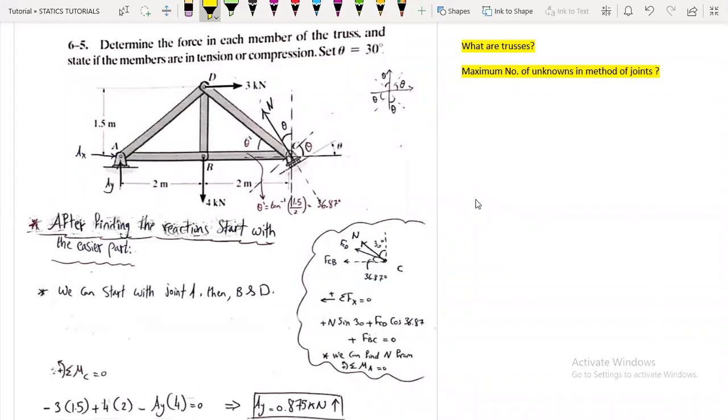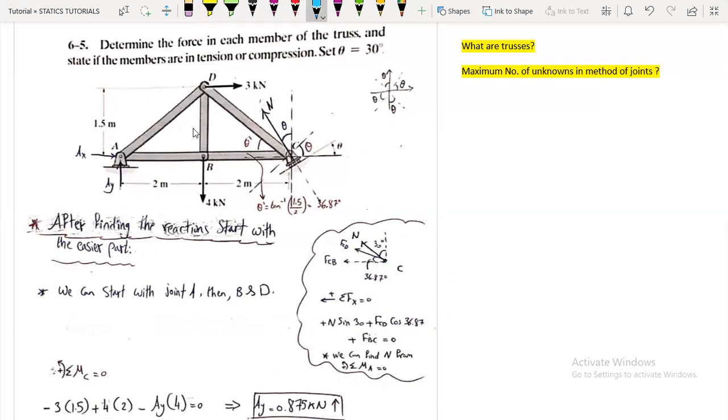Today inshallah we are going to start our first tutorial relating to chapter 6, which is mainly about trusses. We are also going to talk about the method of joints, method of sections, zero force members, and the frames. Now, first of all, what are trusses? Trusses are usually structures used to support the roofs.